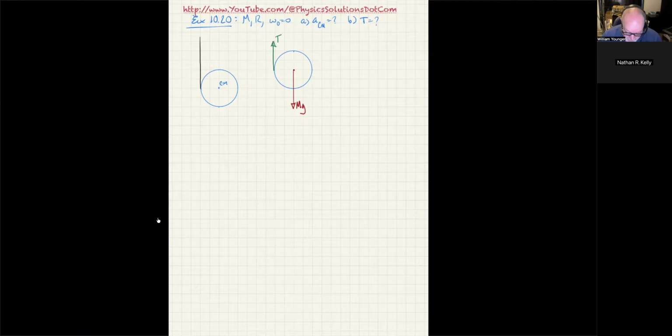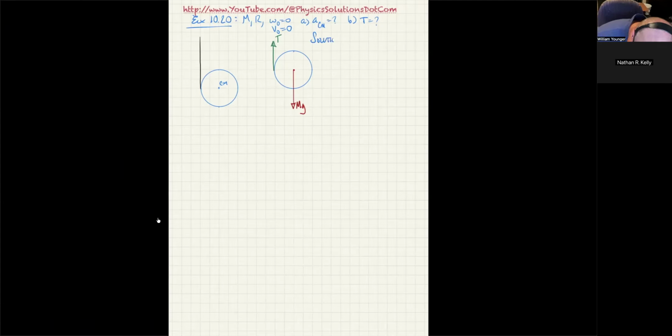The variables that we assume we know are big M and big R. The initial angular velocity is v0, and of course the initial linear velocity is also v0. What we're asked to find is the tension in the rope and the acceleration of the center of mass of the yo-yo as it falls.